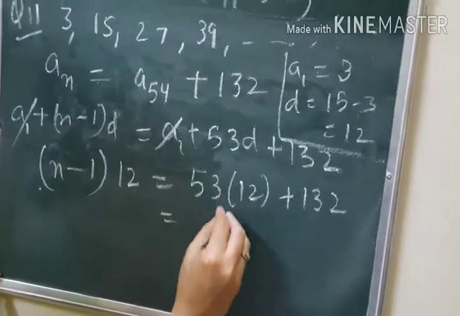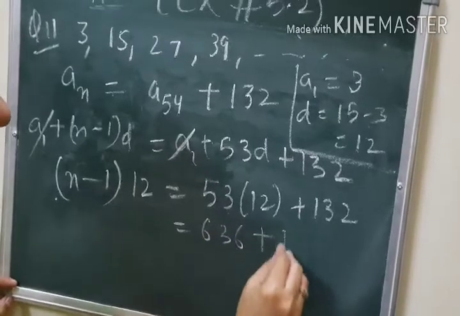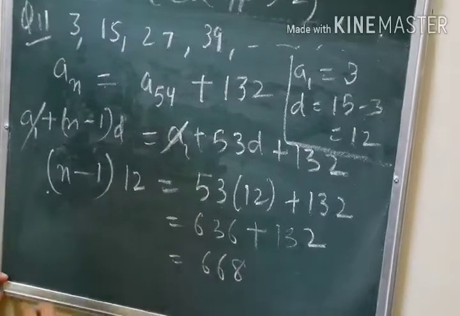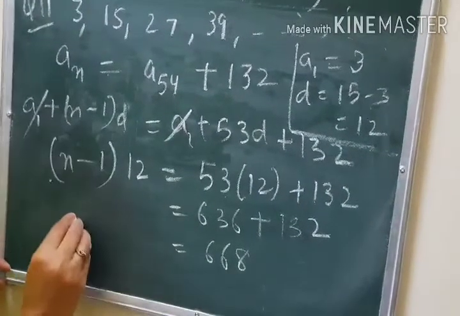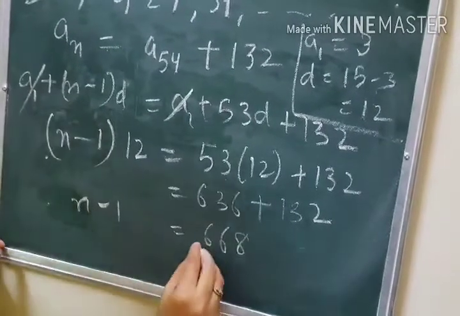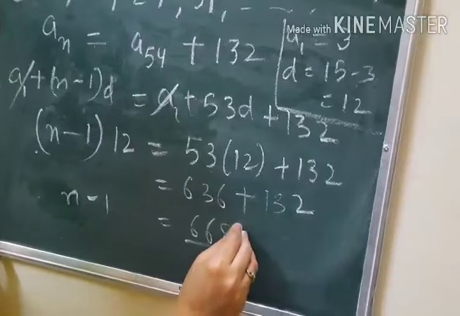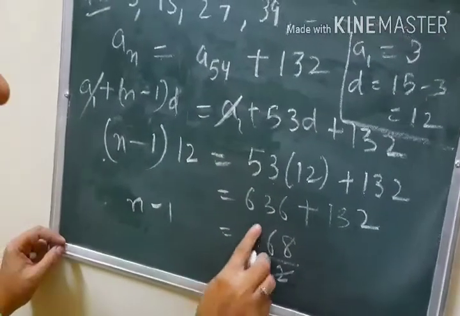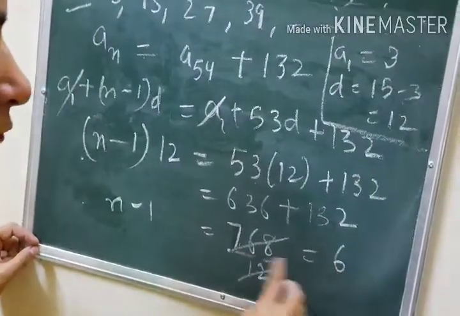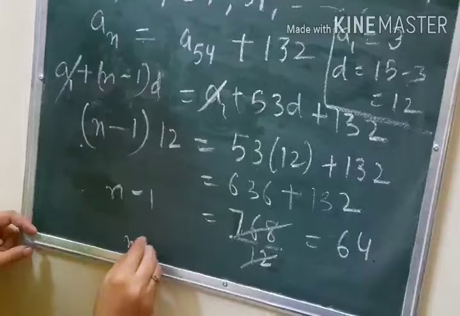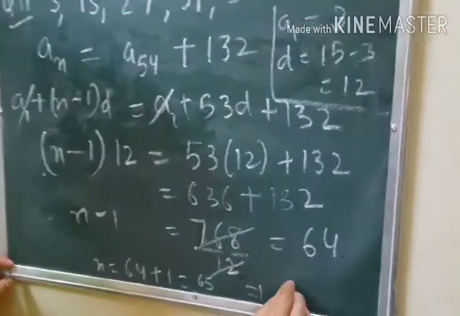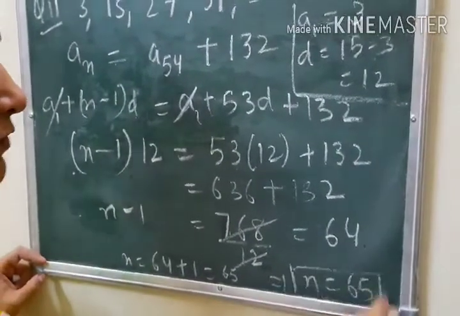Solve it. 636 plus 132. So it is 768. Now shift this 12 to this side. 12 6s are 72 and 48. 12 4s are 48. So N minus 1 is 64, and N is equal to 64 plus 1, 65. This implies N is 65, which is your answer.